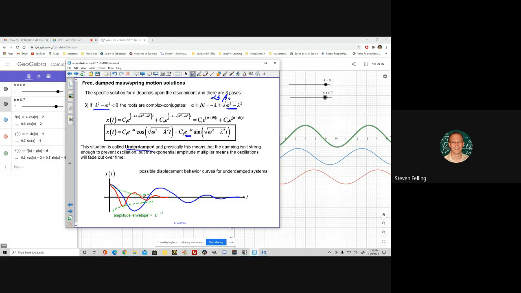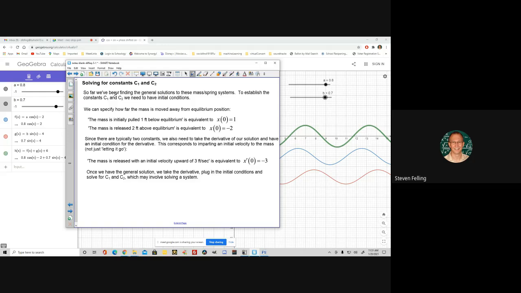But whatever that envelope is determined by this term here. So you have oscillatory behavior, and the amplitude is being slowly attenuated here by having a negative exponential multiplier. Okay, so these are some possible displacement curves for underdamped mass spring systems. All right, so far we've just been finding the general solution to these spring systems.